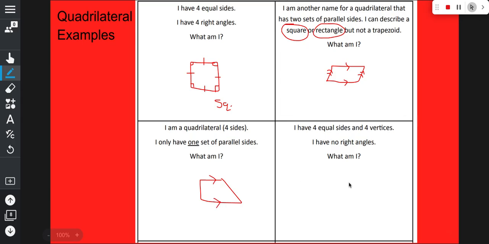I have 4 equal sides and 4 vertices. I have no right angles. So this one is going to be our rhombus because it has all equal sides, but the angles are not 90 degrees.